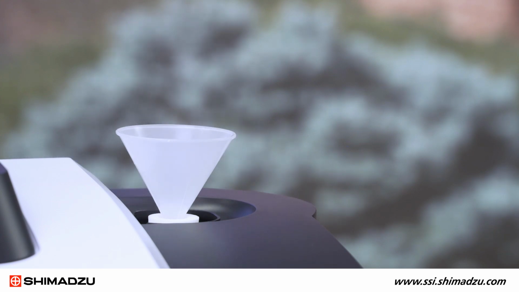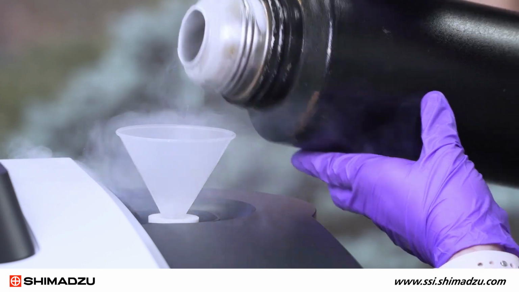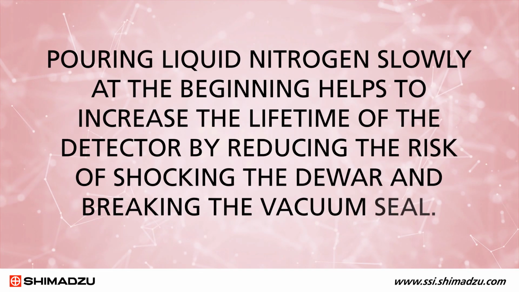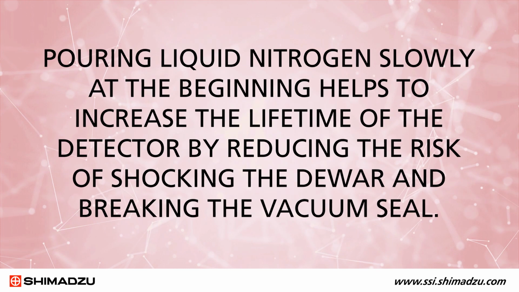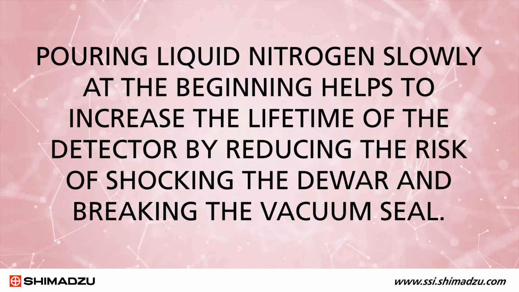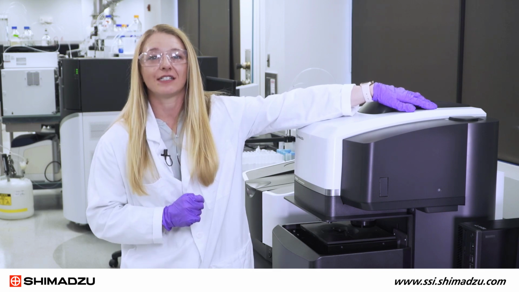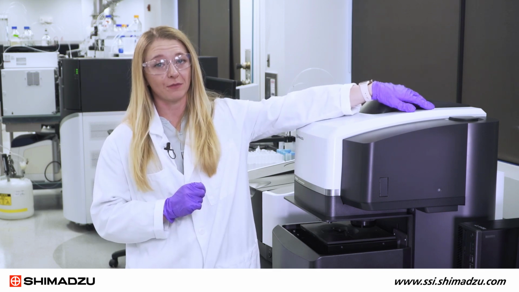The dewar capacity is approximately 170 milliliters. Be careful to avoid overfilling the dewar vessel. Pouring liquid nitrogen slowly at the beginning actually helps to increase the lifetime of the detector by reducing the risk of shocking the dewar and breaking the vacuum seal. There's a temperature sensor in the dewar vessel because the detection element of the T2SL detector may suffer from irreversible thermal damage if it's not properly cooled. The AMSolutions software will notify you to inhibit FTIR measurements if the detector becomes too warm for measurement.